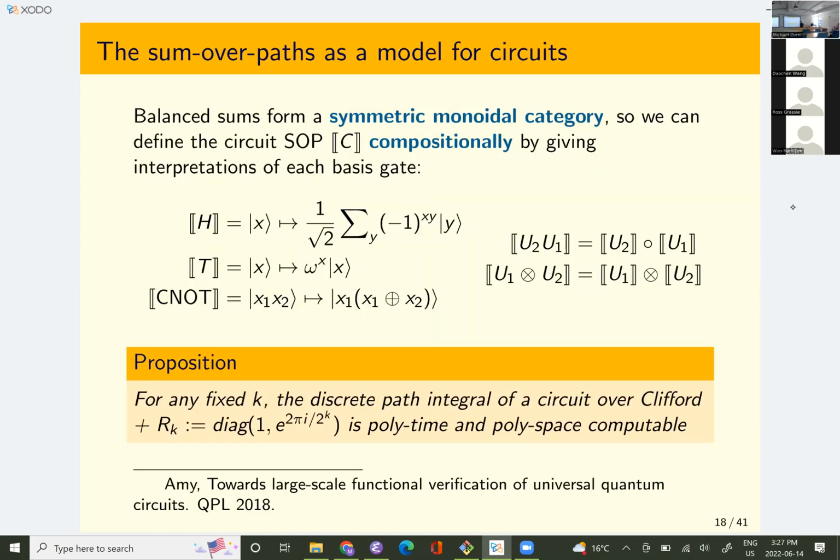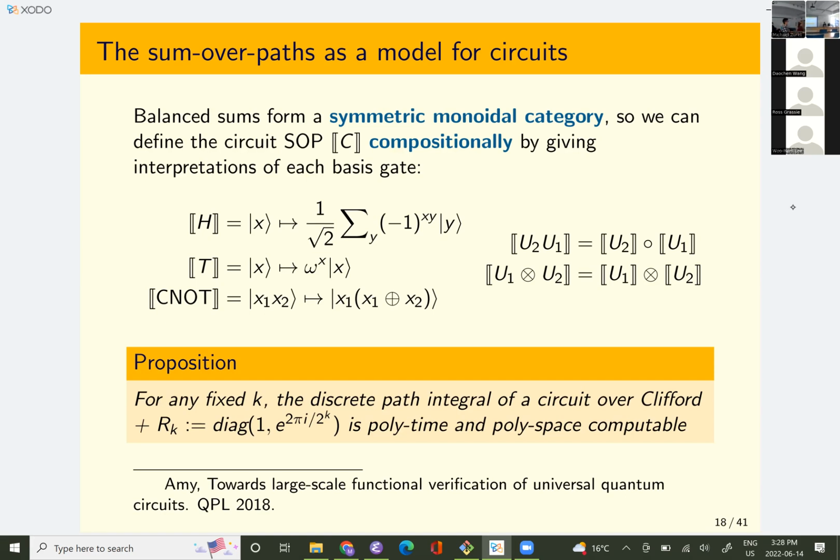And if you formalize the sum of paths in this way, what you actually get is a symmetric monoidal category. So what this means is that the tensor product and functional composition act in the way that we expect them to, act in the same way that they would act for linear operators. So don't worry about the definition of symmetric monoidal if you don't know it. But the point is, because the tensor product behind the sum of paths works in the way that we expect it to, we can actually use this to get a compositional model of quantum circuits.